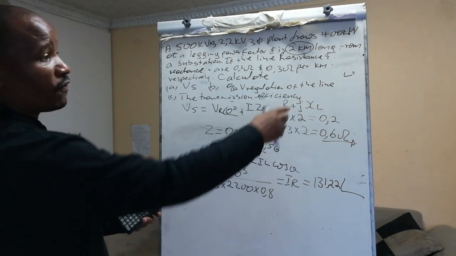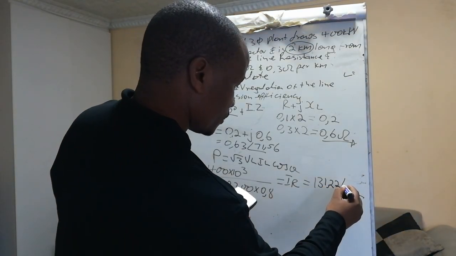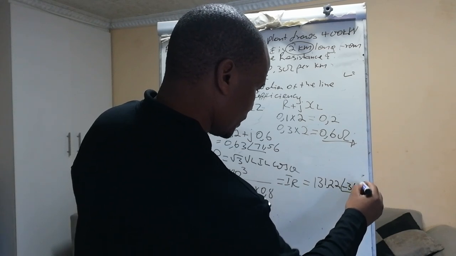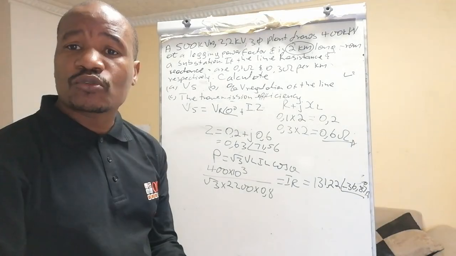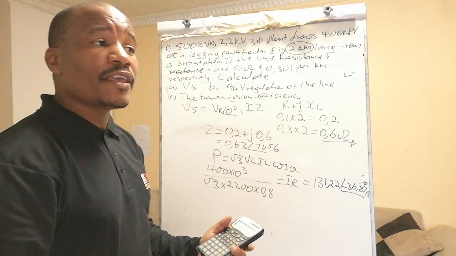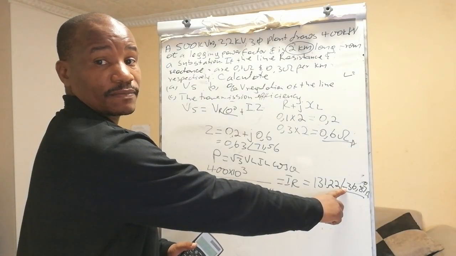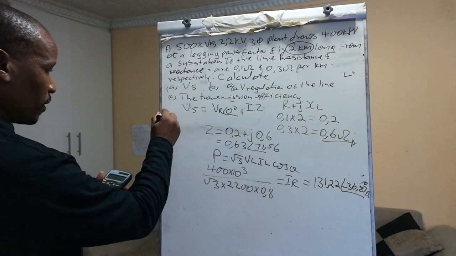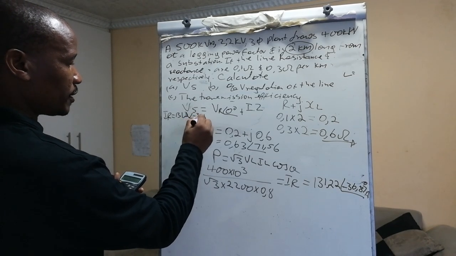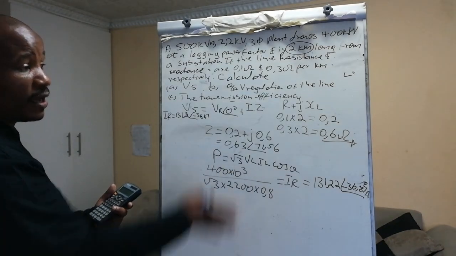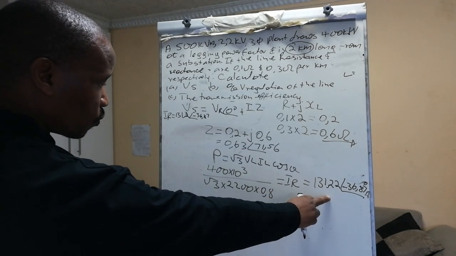We've got 131.22 at an angle of arc cos of 0.8, which gives 36.87, meaning it is minus 36.87 degrees amps. Where does that minus come from? It shows that the power factor is actually lagging. If they say a lagging power factor, in calculations you show it by means of a minus to show that it's lagging. So we got IR is equal to 131.2 angle minus 36.87. I'm just writing it here in case I have to erase, so I know I've got the answer somewhere.